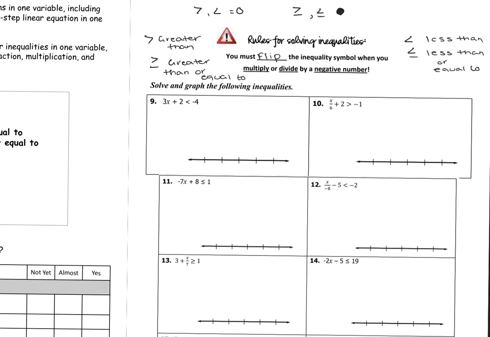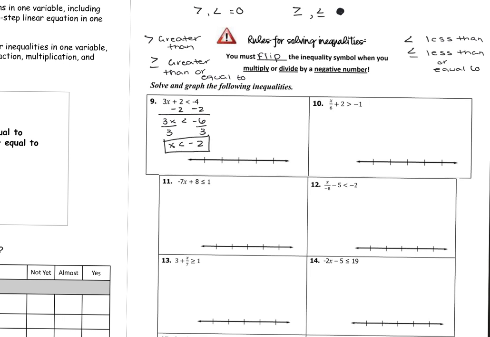All right, so now we're going to do some examples together, and I'm also going to give you an opportunity to try some of them on your own as well. So looking at number 9, we have 3x plus 2 is less than negative 4. Again, we're going to use that same concept of inverse operations to get rid of numbers. So I'm going to subtract 2 from both sides. I have 3x is less than negative 6. Divide both sides by 3, and I get that x is less than negative 2.